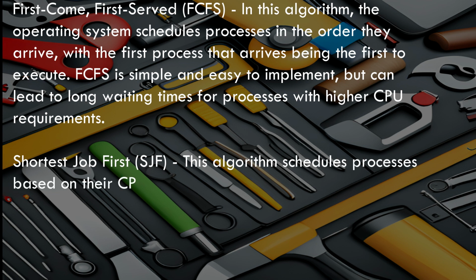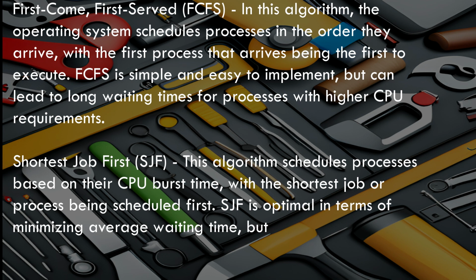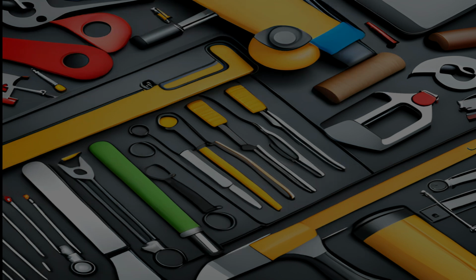Shortest job first (SJF). This algorithm schedules processes based on their CPU burst time, with the shortest job or process being scheduled first. SJF is optimal in terms of minimizing average waiting time, but requires knowledge of the CPU burst time for each process, which may not always be available.